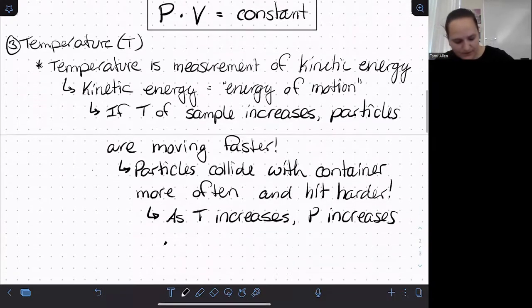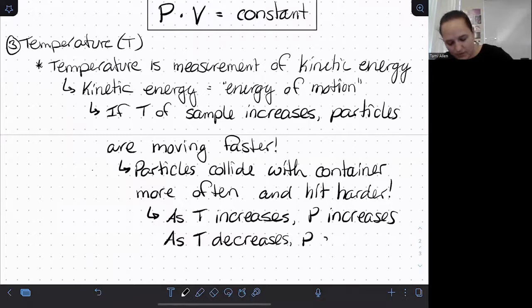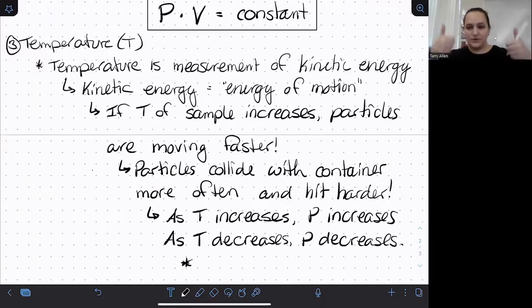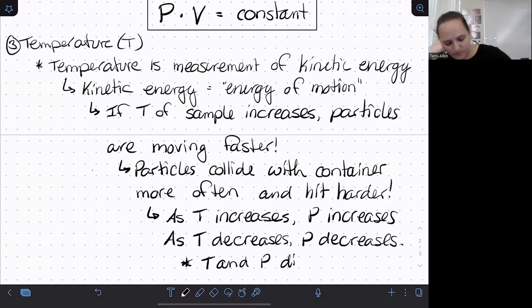And of course, the opposite is also true. As our temperature decreases, the particles are moving more slowly. They're not hitting the walls as often. They're not hitting the walls as hard, so our pressure decreases. So temperature and pressure go in the same direction. They either both increase or both decrease. So we can say that temperature and pressure are directly related.